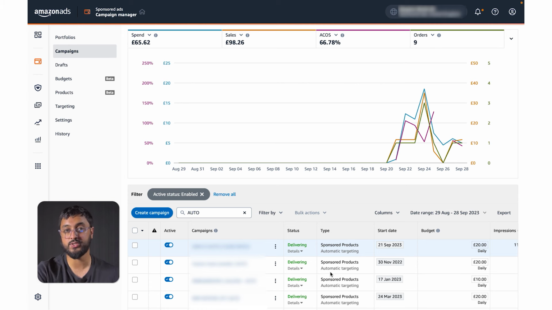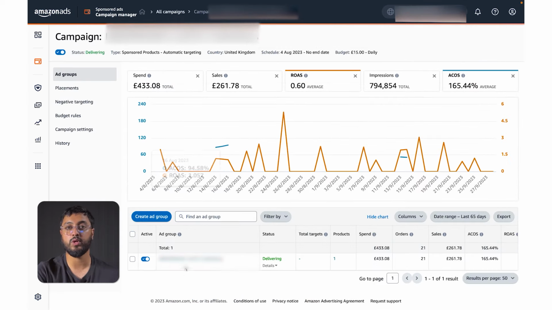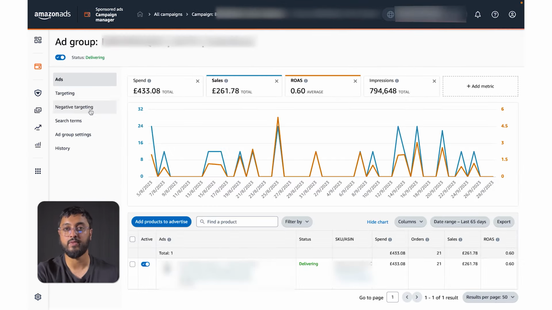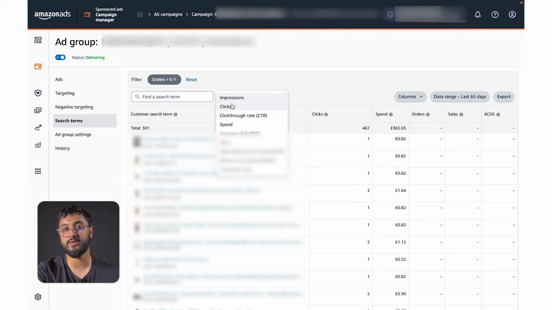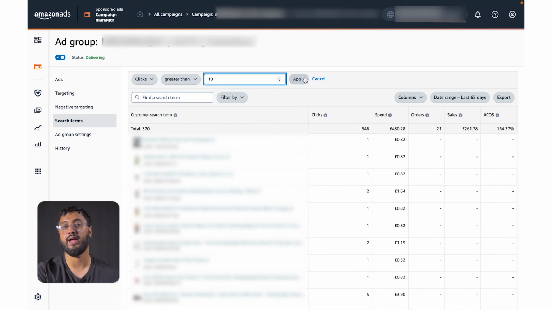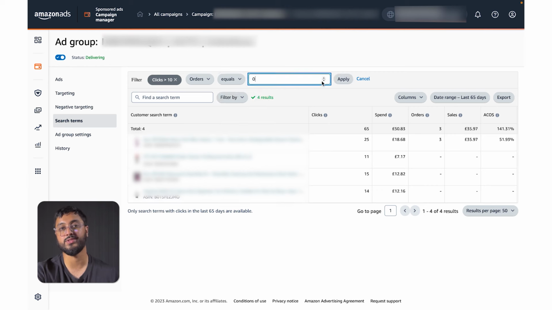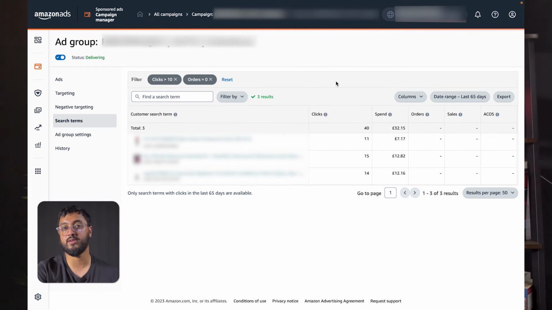So for this strategy, we're going to open up our automatic campaign for this product and we're going to click into the ad group. Then we go into the search terms and place a filter greater than 10 clicks and then orders equals 0. And the reason I've said 10 clicks and not 12, like the previous strategy, is because with manual campaigns, we have more control over our targeting. And seeing as this is an automatic campaign, this is automatically decided by Amazon. So with this targeting, I want to be more conservative, keep my targeting as relevant as possible.